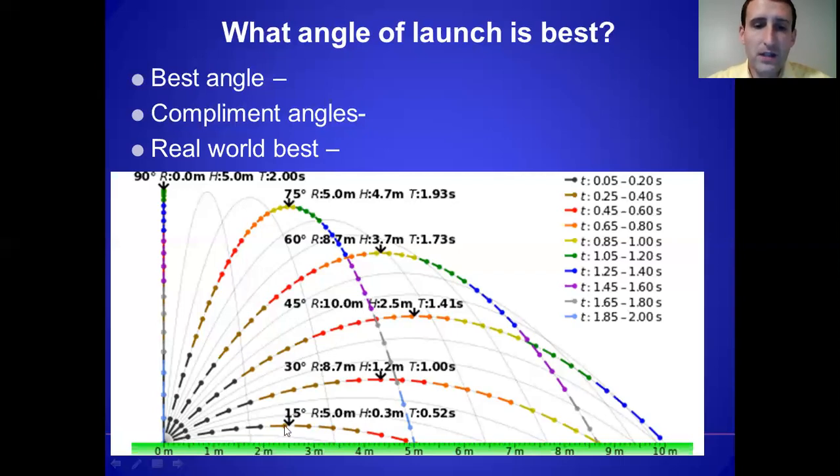75 and 15, same spot. 60 and 30, the same spot. 45 and 45, the same spot. 90 and 0, the same spot. Again, it all depends on what your goal is. This is assuming your goal is the greatest distance or range down the field. If your goal, for example, in football, you might be punting it to try to have a lot of hang time so that your cover team can get down, then you would kick it at a different angle.